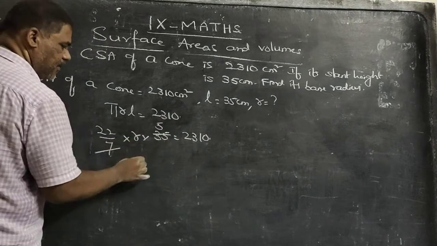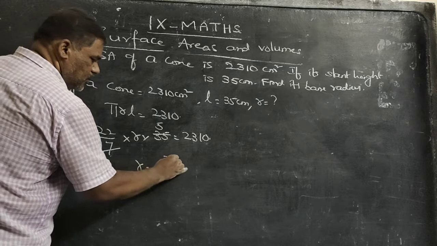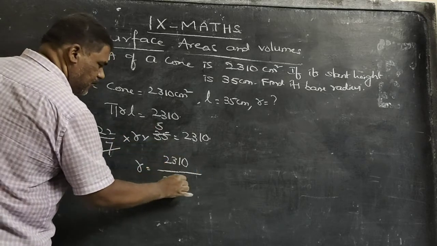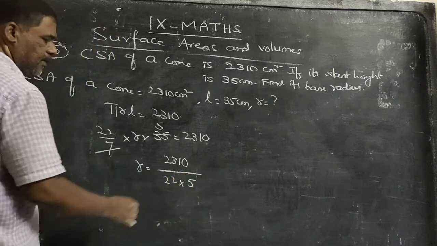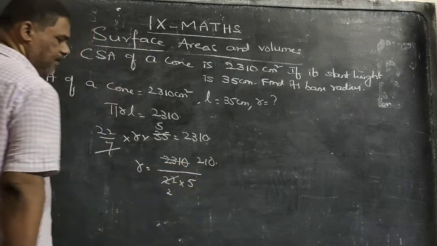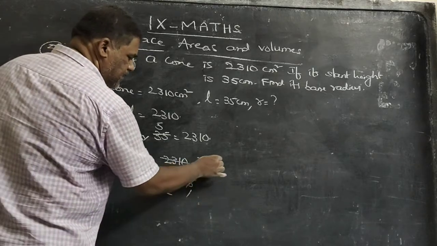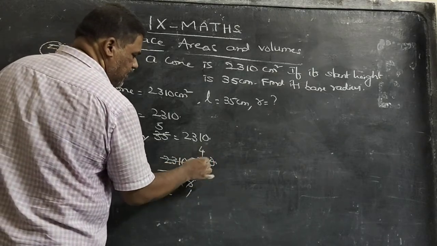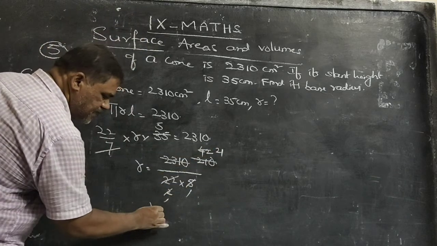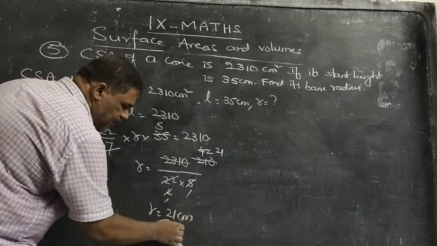7 5s are 35. So R is equal to 2310 by these two comes in the denominator, 22 into 5. 11 2s are 22. 5 into 21 is 105, 5 into 4 is 20. So base radius is 21 centimeters.